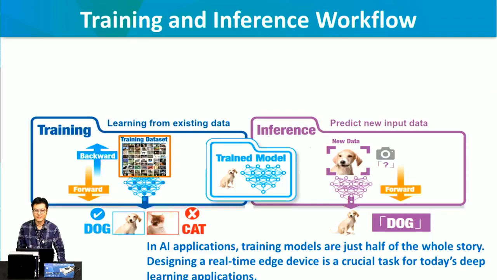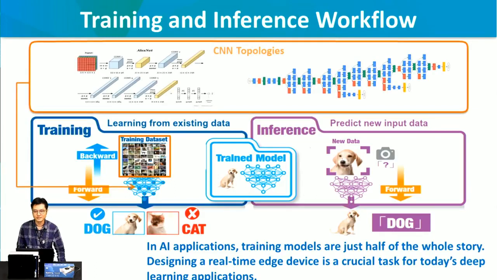We prepare the training data set and put that into the deep learning topologies, such as AlexNet and GoogleNet. Then we train the model. After we get the trained model, we will put the trained model into the inference engine. Then every time a new data set comes, the inference engine will issue the deep learning inference that gets the new test result.